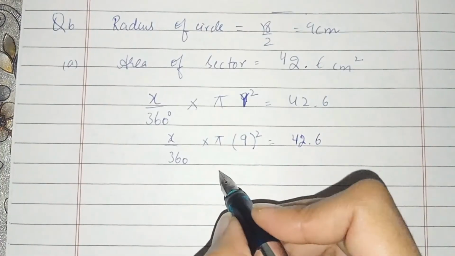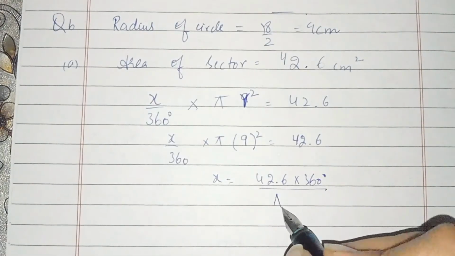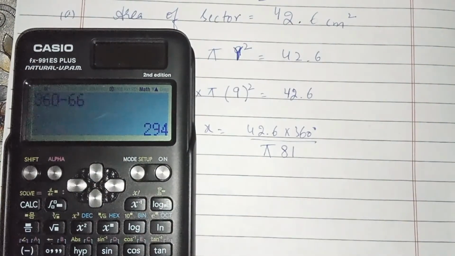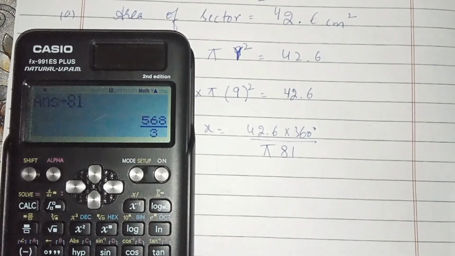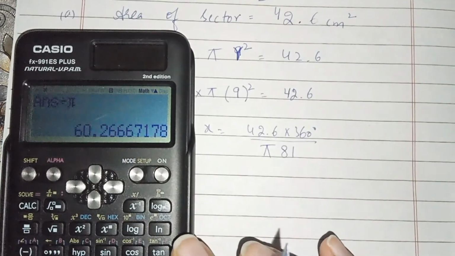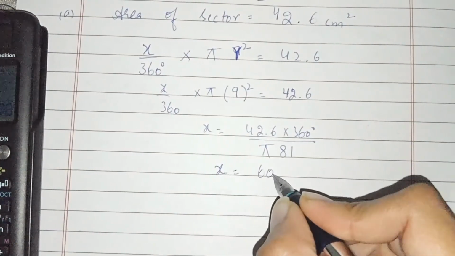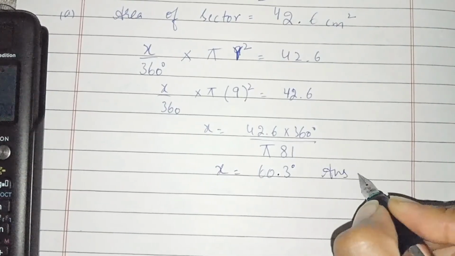Now we have to solve it. 42.6 multiplied by 360 degree and divided by pi and 9 square, which is 81. 42.6 multiplied by 360 degree divided by 81 and divided by pi, we get 60.3. That is the degree we had to find, and this is the answer of part A.